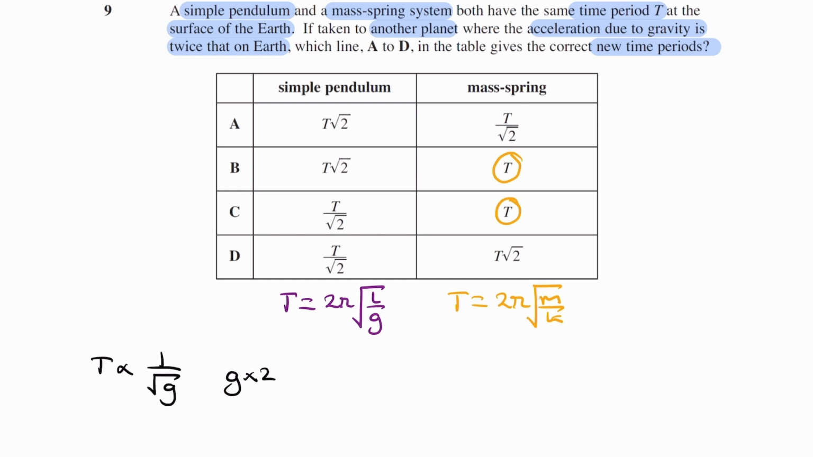So we replace the g in the proportionality with the factor by which it changes, so twice as big. Change the proportionality symbol into a times. T, the time period, is therefore 1 over root 2 times what it was before, and that corresponds to C or D, so our answer would then be C.